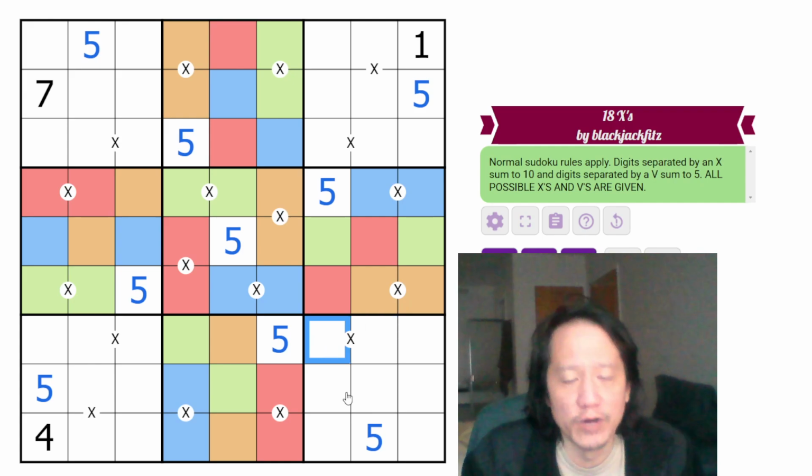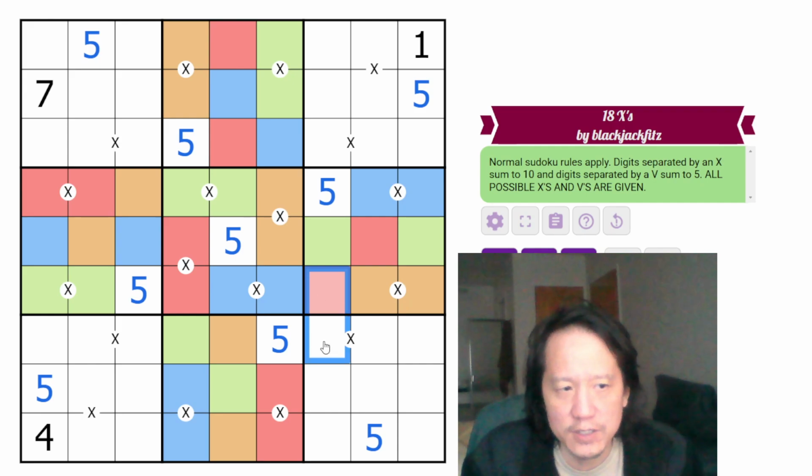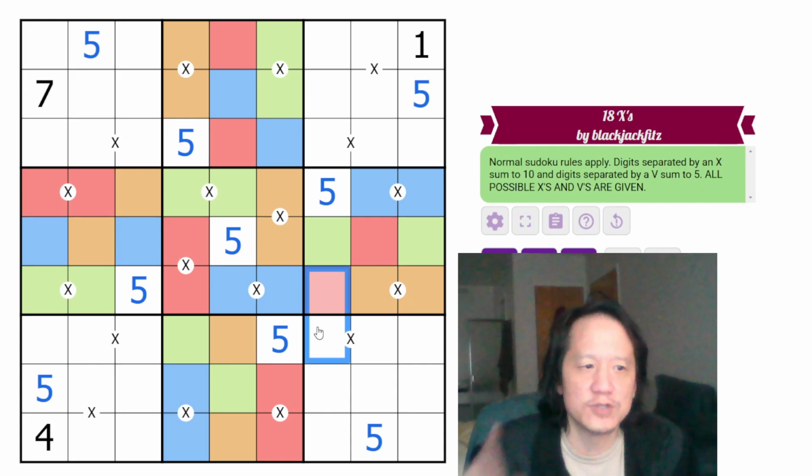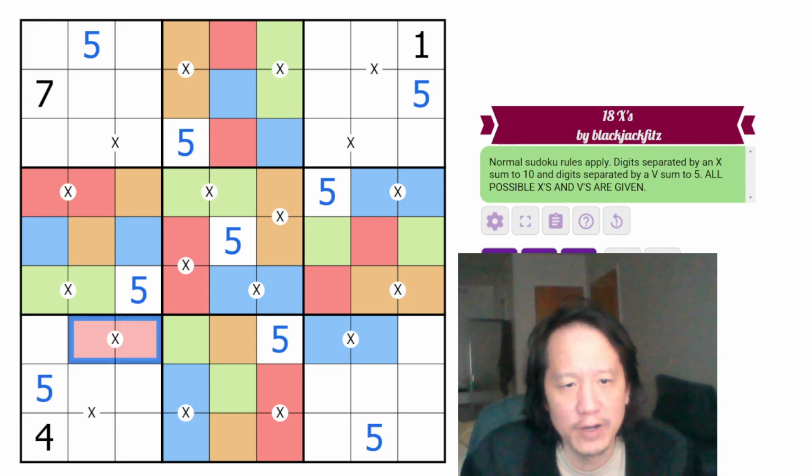Well, if these two were both red, you would have a red next to each other, and that would have to also have an X in between them, because the only two digits that add up to 10. So therefore this can never be red. Therefore this must be blue. This has to be red. Blue can never be here.